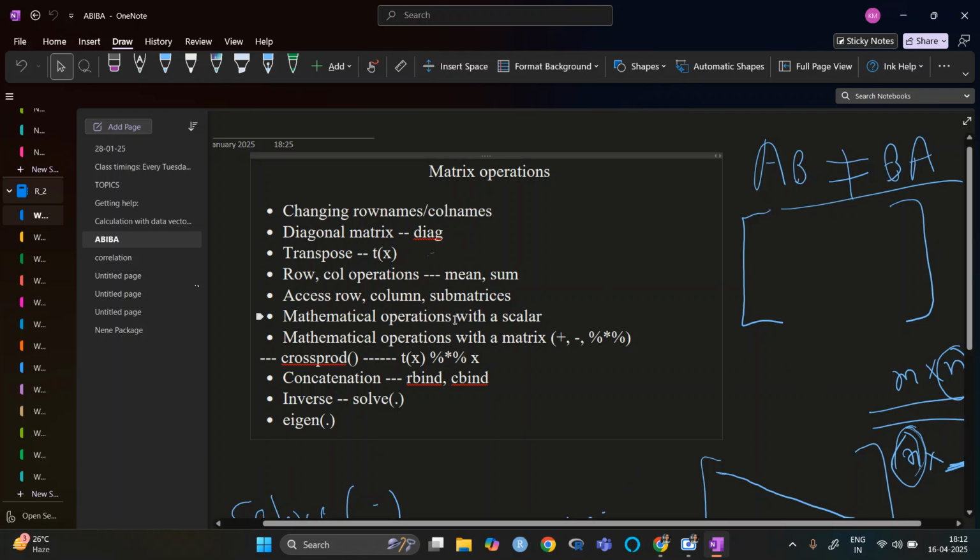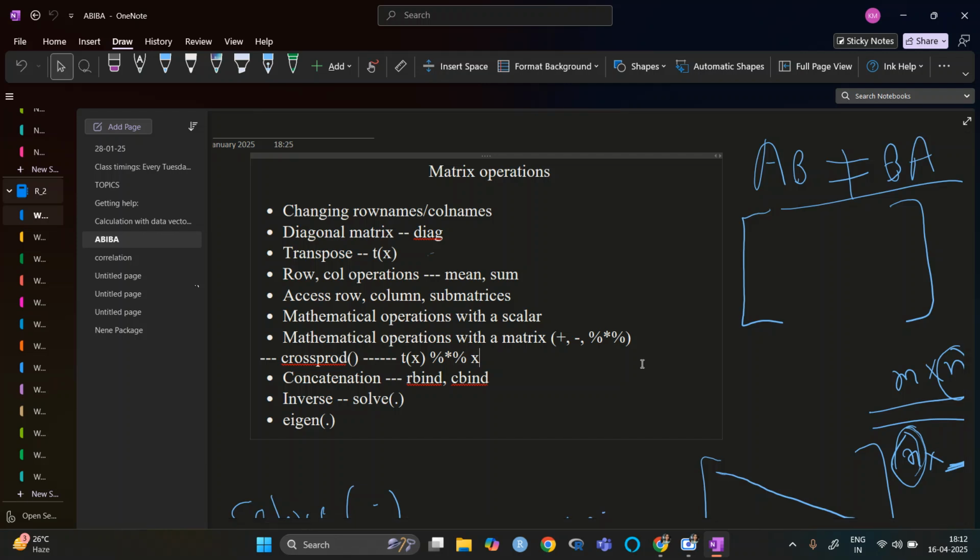So those are mathematical operations with a matrix: you can do summation and then minus. This sign is used for the multiplication. And for the division, you know that rather than a by b, we do not define the matrix division by a by b. We define it either as a b inverse or b inverse a. So these two are different things.